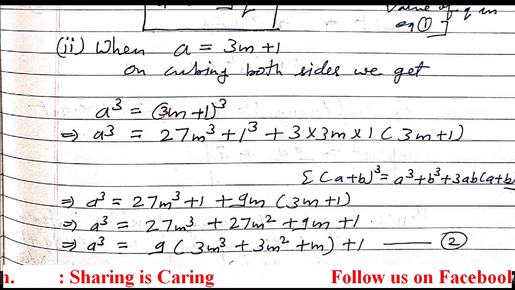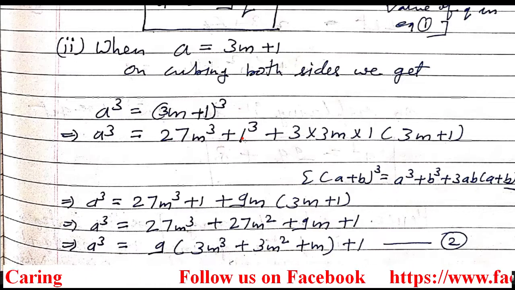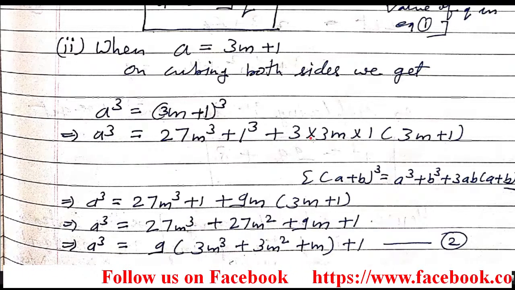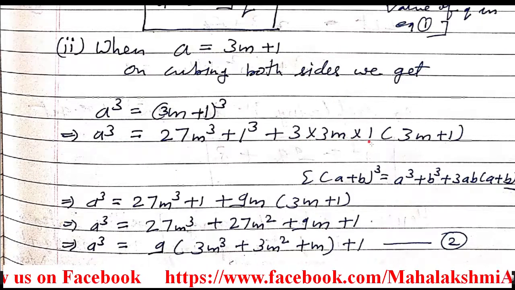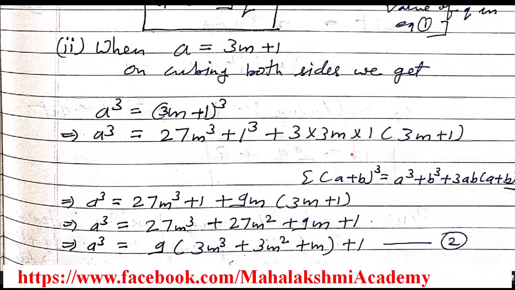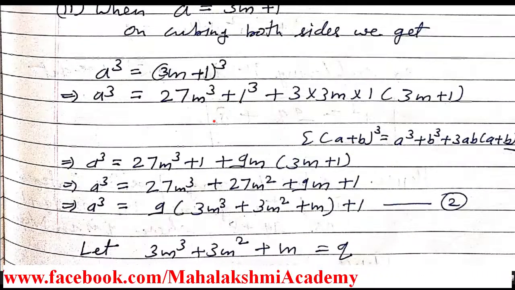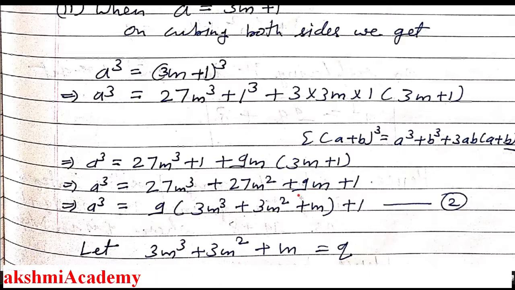So first is a³. A³ means (3m)³, that is 27m³. Then b³ is 1³. Then 3ab. 3ab means 3 into a into b. So a means 3m, b means 1. Then the bracket (a + b), so (3m + 1). Now in the next step, 1³ is 1, 3 3s are 9, 9 1s are 9. So 9m.